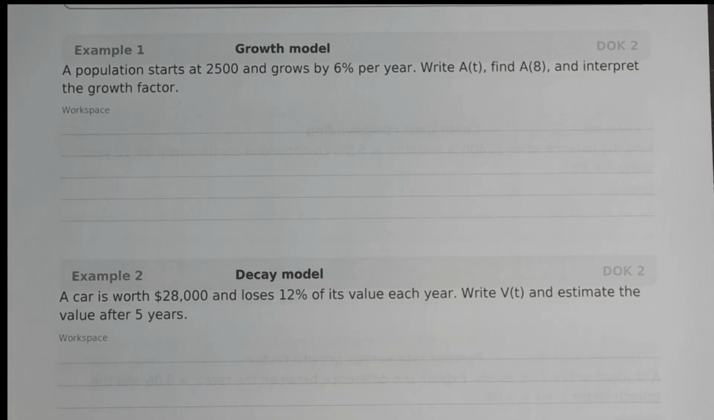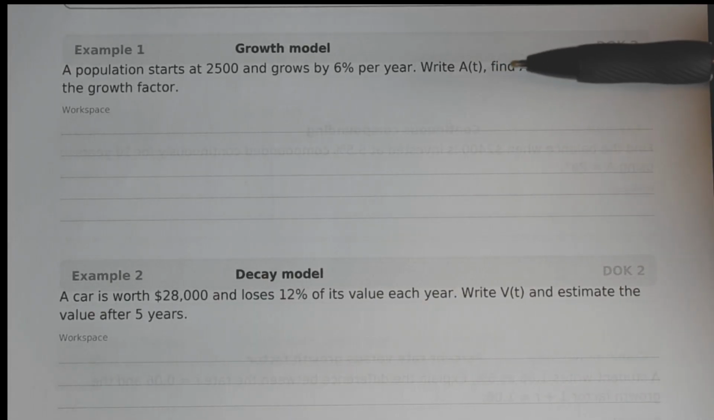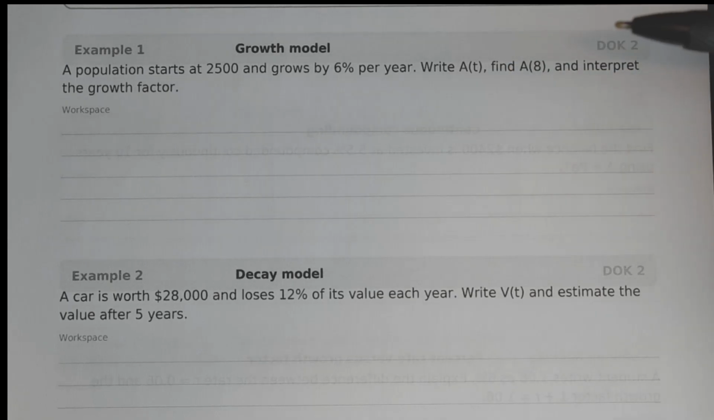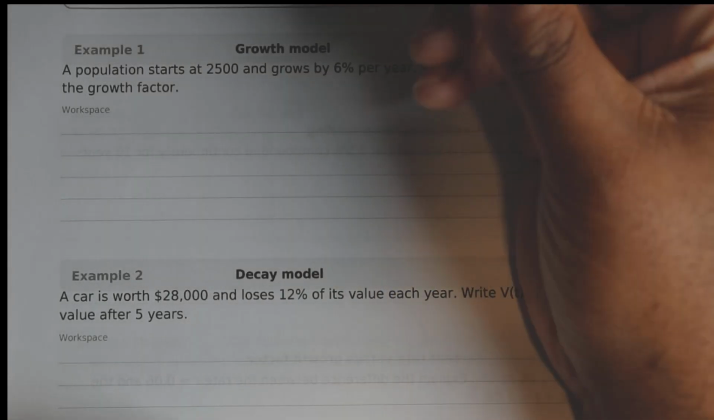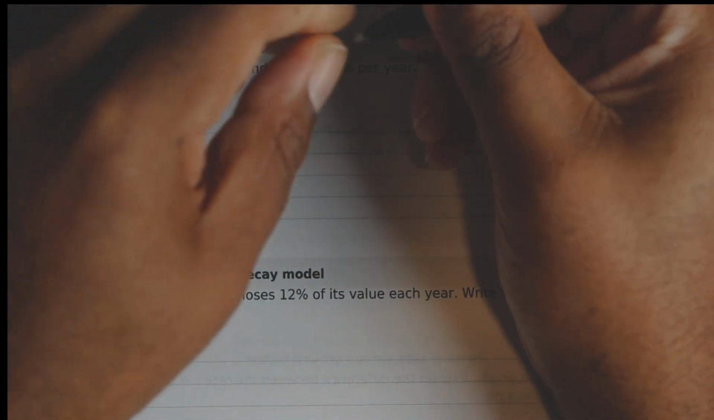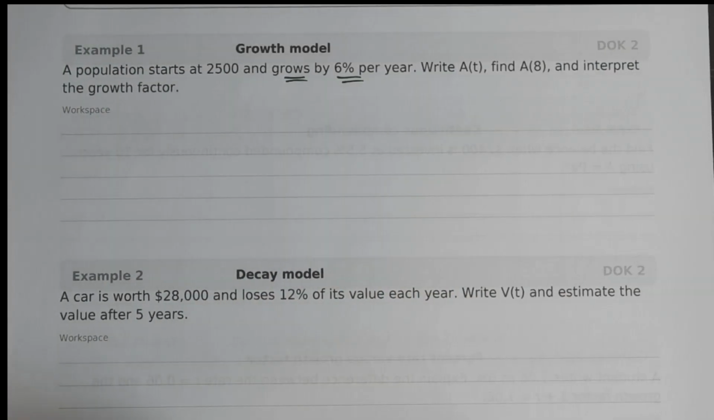a population starts at 2,500 and grows by 6% per year. Write A(t), find A where t is 8, and interpret the growth factor. Okay. So again, this is an exponential growth model because the population is increasing by a percentage each year. So it's growing by this amount every year. So this is an exponential equation model.